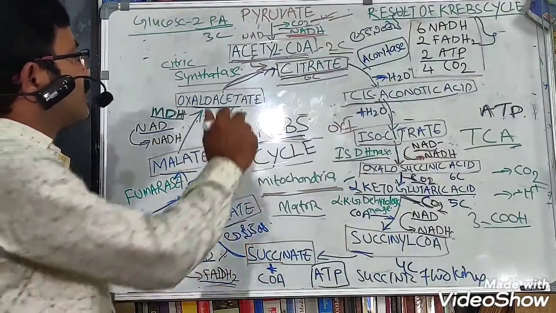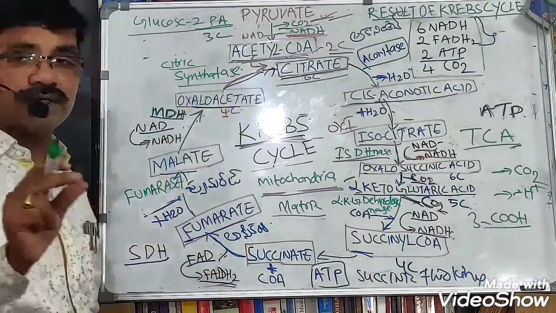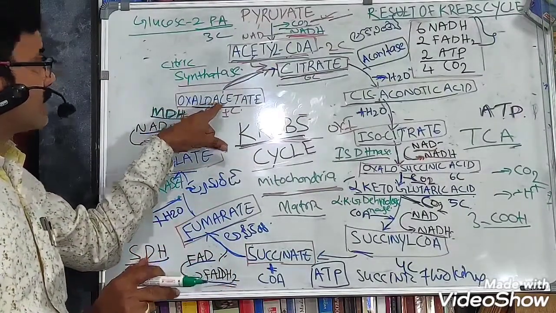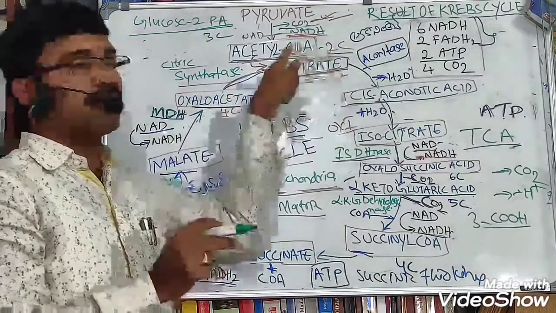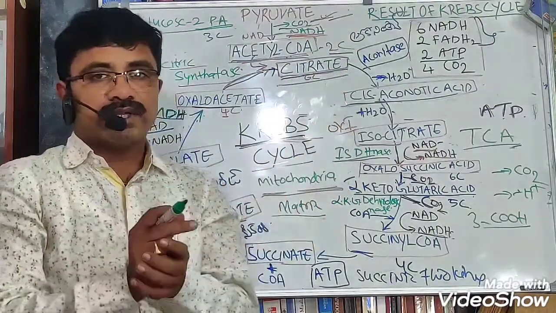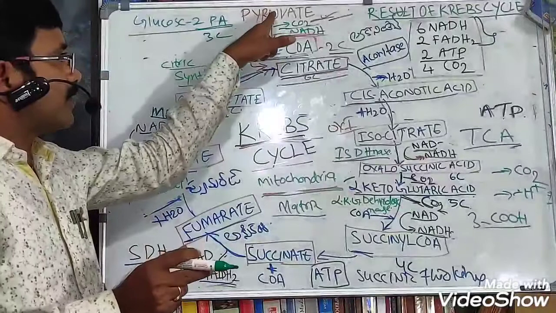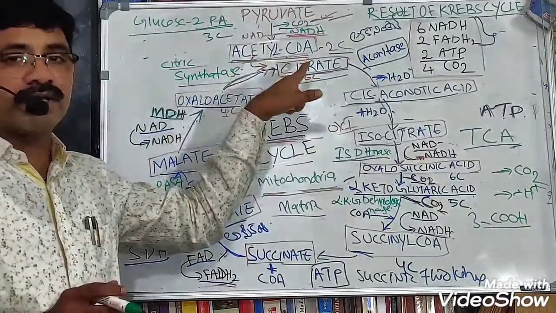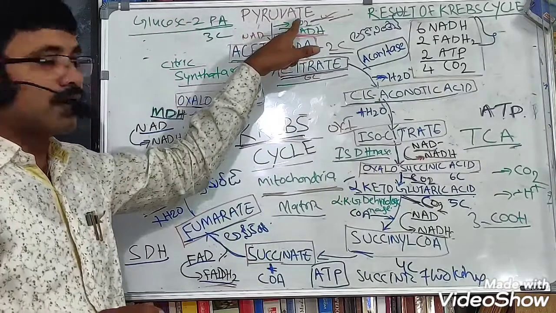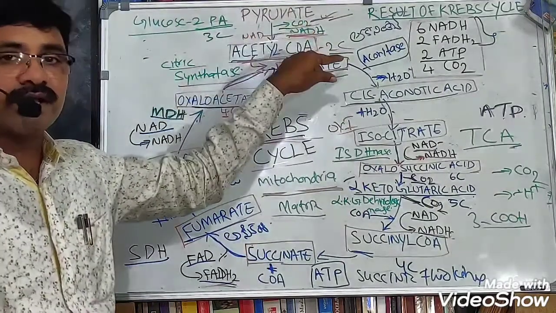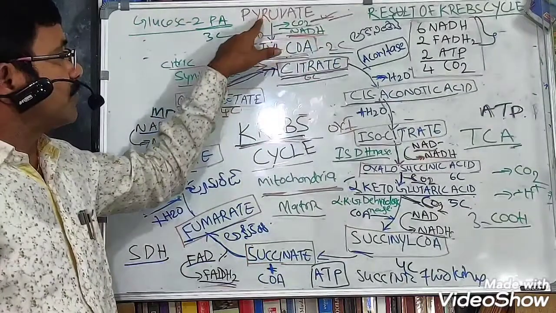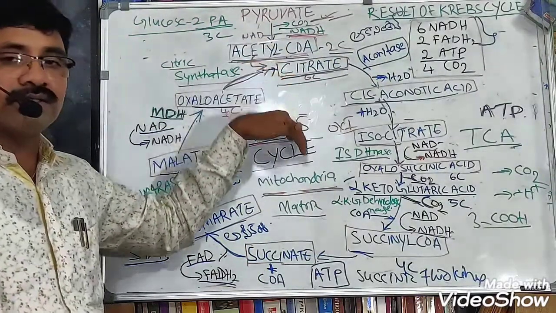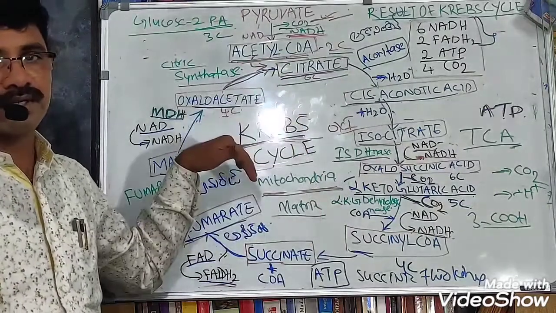The first reaction is known as condensation. Condensation means here 4 carbon oxaloacetic acid combines with 2 carbon acetyl CoA. Already I told you the pyruvic acid enters into the Krebs cycle in the form of acetyl CoA. The pyruvic acid undergoes decarboxylation and oxidation reaction. As a result, pyruvic acid converts into acetyl CoA. The acetyl CoA enters into the matrix of the mitochondria.